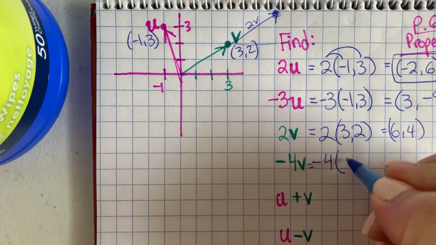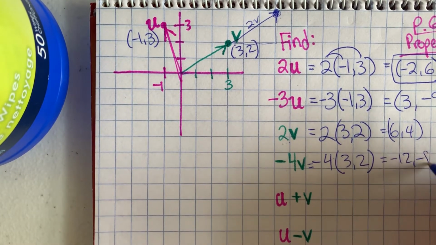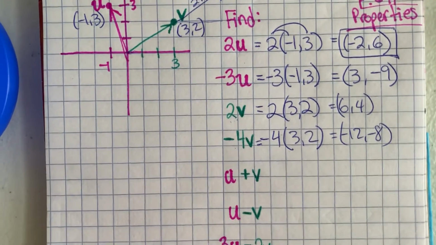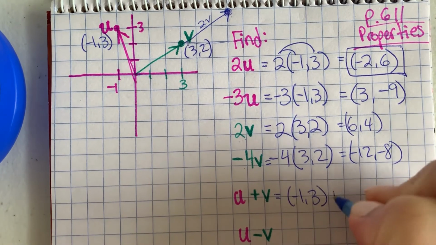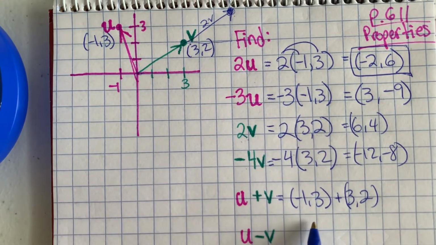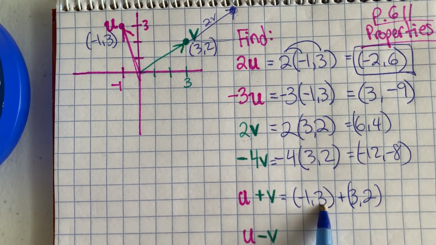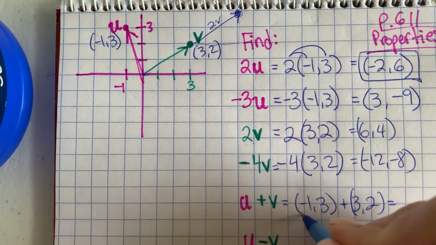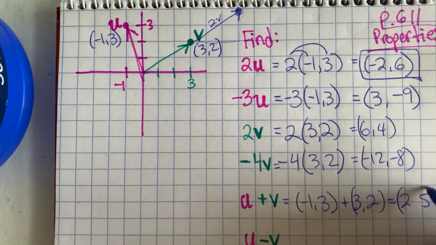Our vector for v is 3, 2. Negative 4 times 3, we have a negative 12, negative 8. Okay, now u plus v. Well, our u is negative 1, 3, and our v is 3, 2. And the properties we discussed, it was a1 plus a2, comma, b1 plus b2. So we're just adding the a's, adding the b's. Negative 1 plus 3 is a 2. 3 plus 2 is a 5.